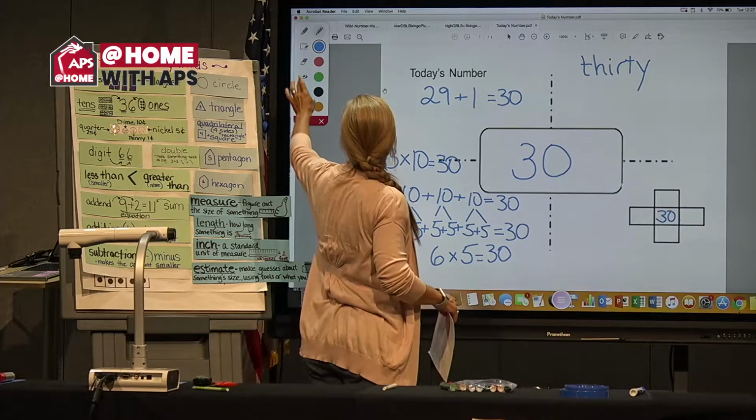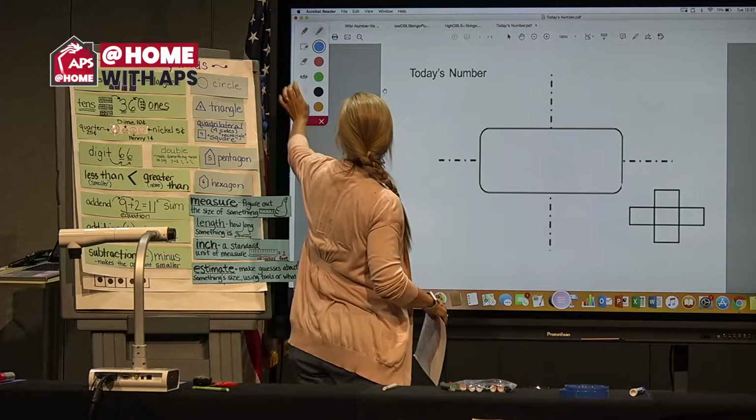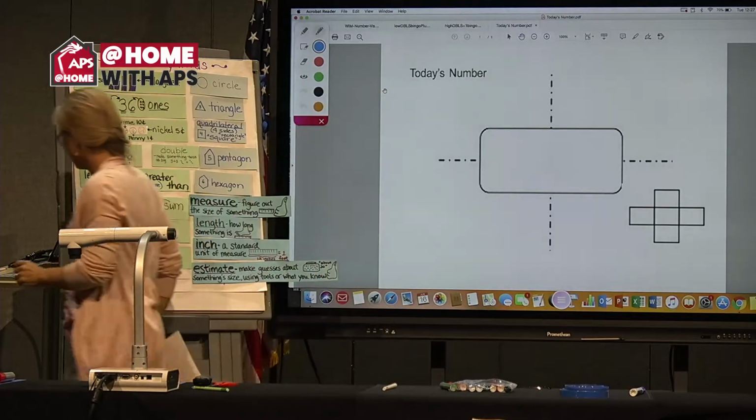I wonder if I can get this to erase altogether. I did. All right.